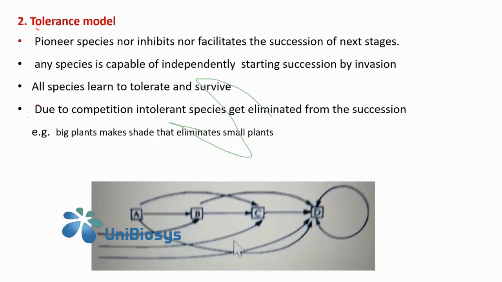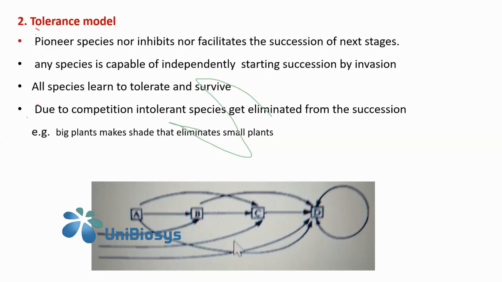Next one is the tolerance model. So it will be based on what? Tolerance. If you are tolerant, you can survive. That is the theory in the tolerance model. Pioneer species are not doing anything at all. They are there. At any stage any species can come and invade. Pioneer species are neither inhibiting nor facilitating the succession of the next stage. If A is already there, they are not doing anything. They are not going to facilitate B, they are not going to inhibit B. B will come at any point. The next species can come to that community at any point. When they come to the community, if they are tolerant enough, they can survive over there. If they are not tolerant to the conditions prevailing there, and cannot compete with A, then B will get eliminated. Otherwise they will remain there.